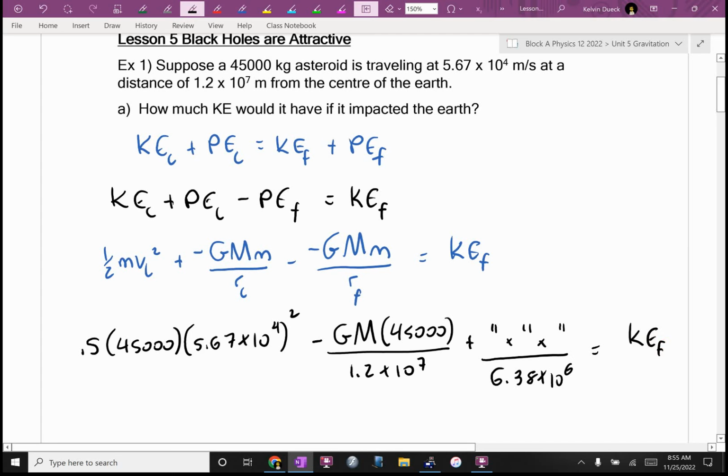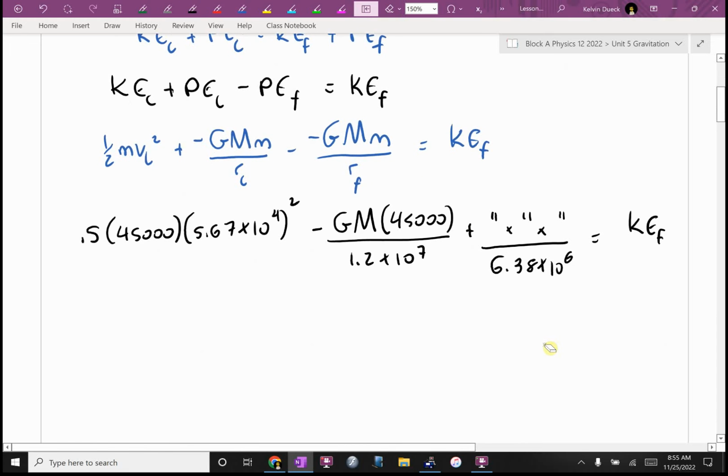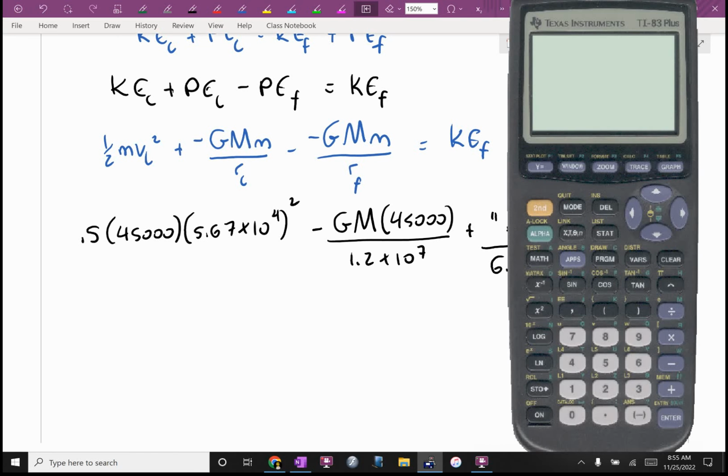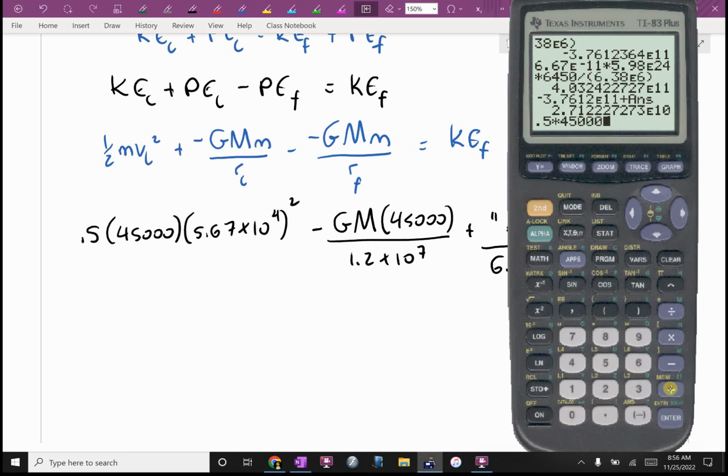I think, again, this is where my love of getting stuff by itself ends. I'm going to find this term to 5 sig figs, this term to 5 sig figs, this term to 5 sig figs. I'll probably backspace and edit for these two. Okay, so here we go. 0.5 times 45,000 times 5.67 times 10 to the 4th squared. I get 7.2335. That's a good place to round off because it's a 0 times 10 to the 13th.